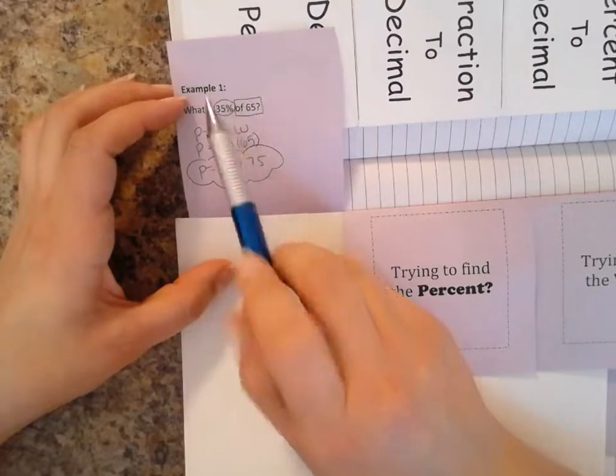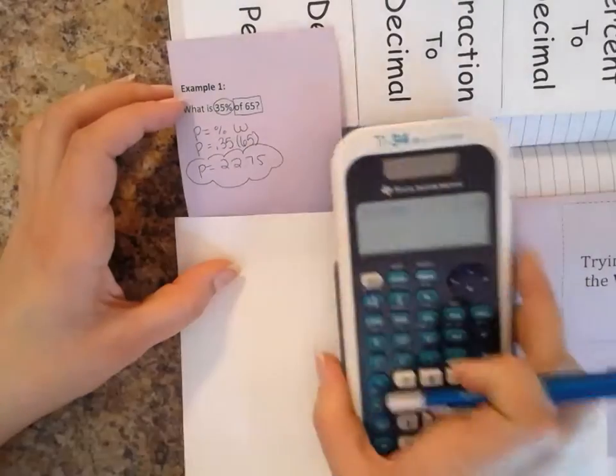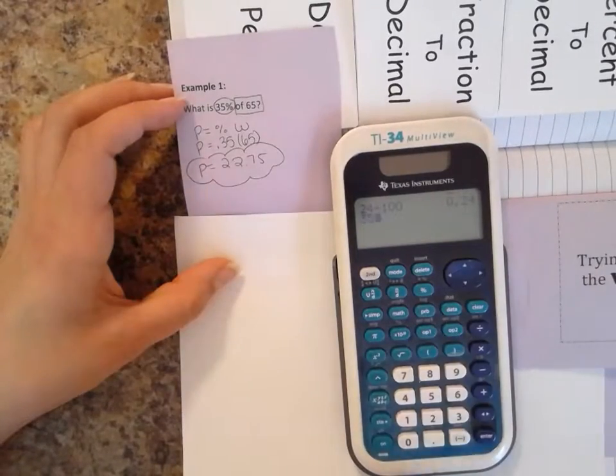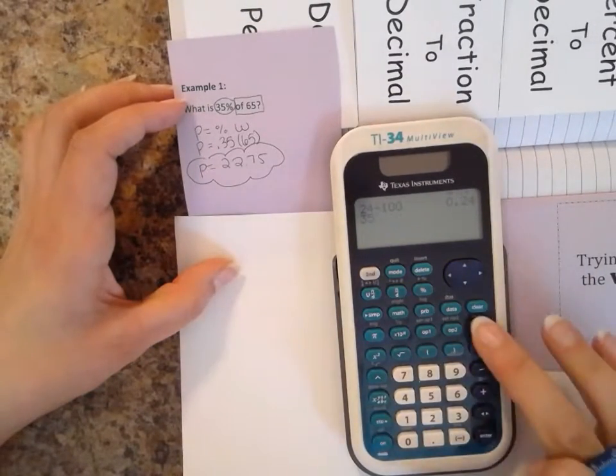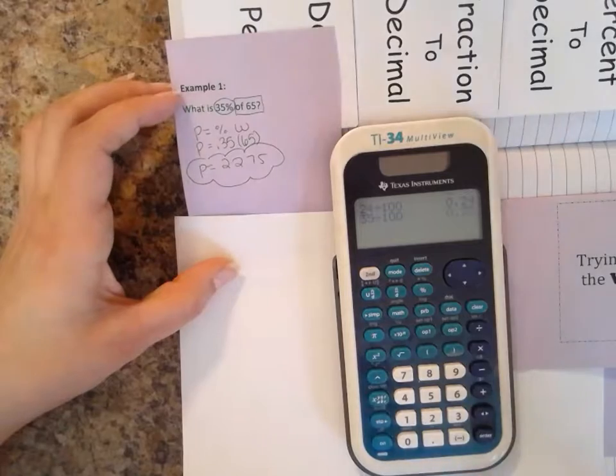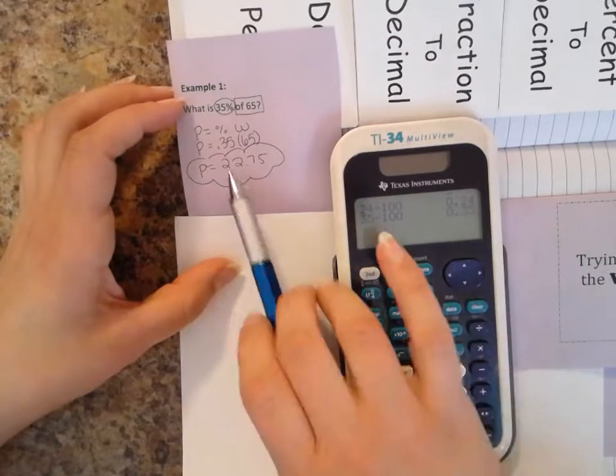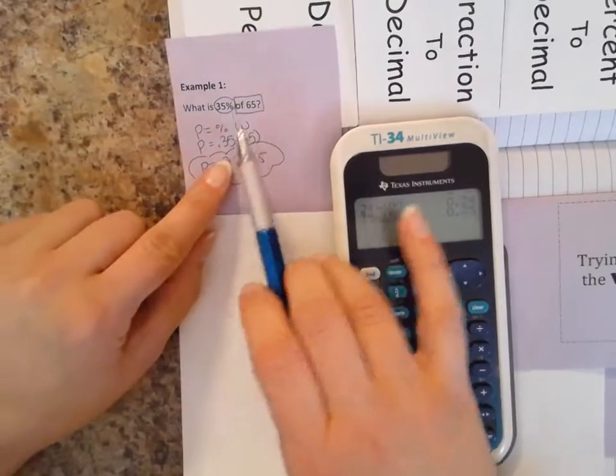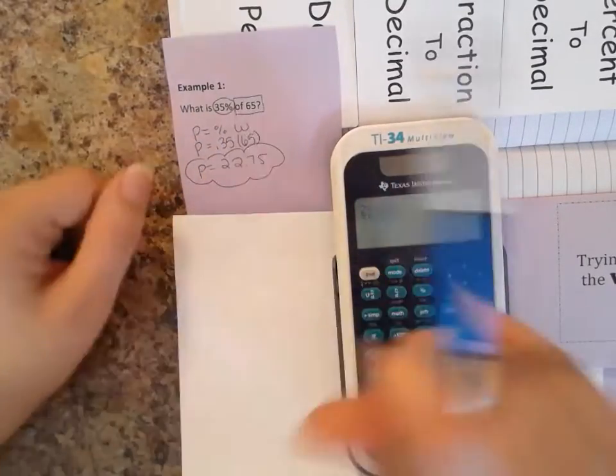I have 35%. So once again, we're going to take our percent, drop the percent sign, and divide by 100, or move the decimal 2 places to the left. So we get 0.35. Okay? And then we have of 65.